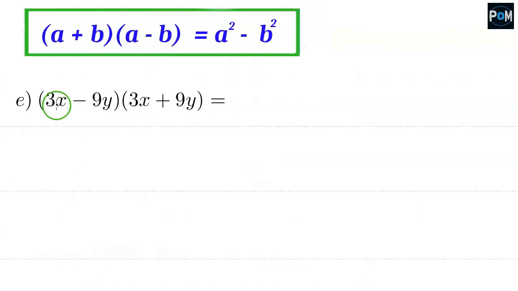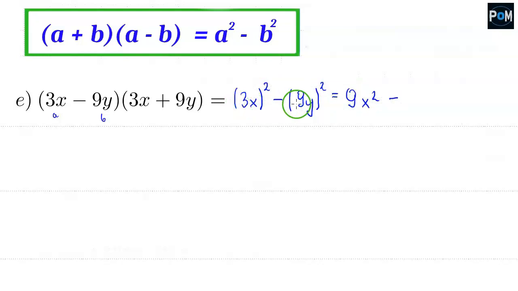In example E, I still have these somewhat more complex expressions for a and b. This is a, and this is b. Here I have the order as needed, so according to the formula, I must first square a, which is 3x squared, minus b squared, meaning 9y squared. And from this we get 3 squared, which is 9, and x squared, minus 9 squared is 81, and y squared.